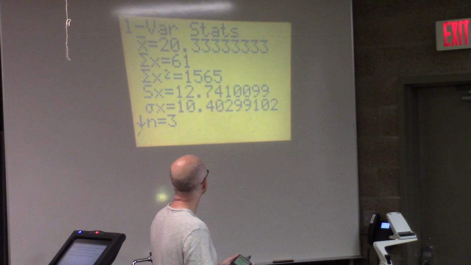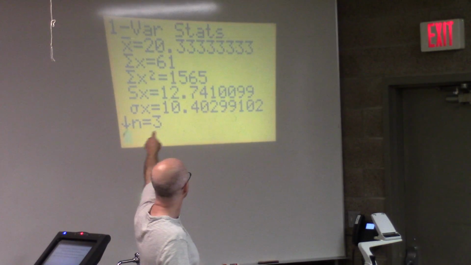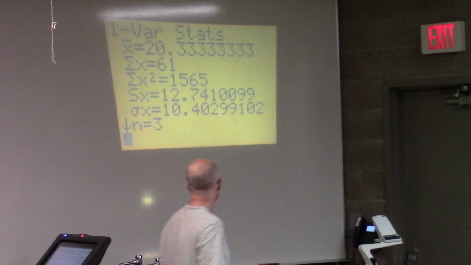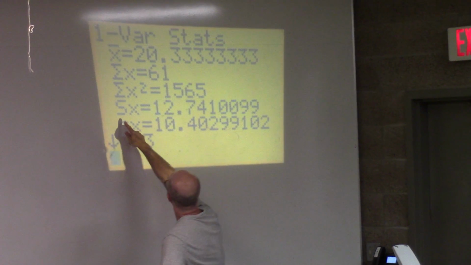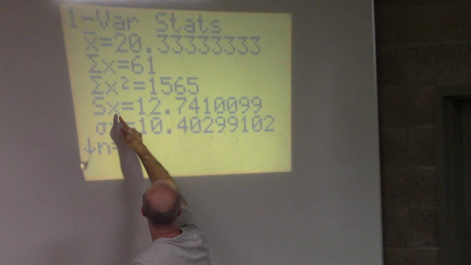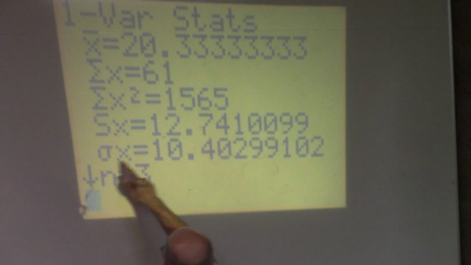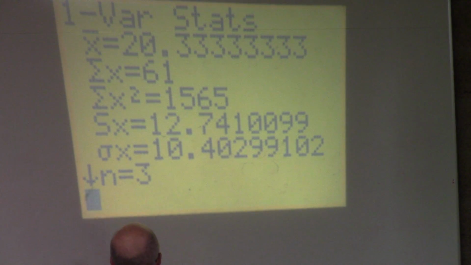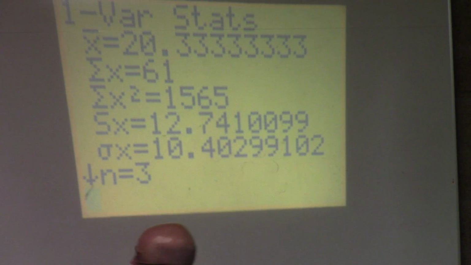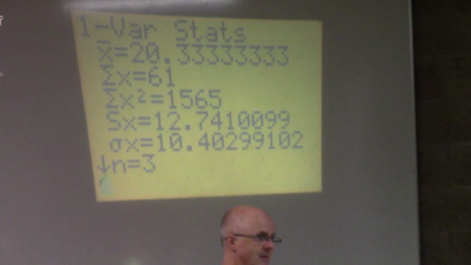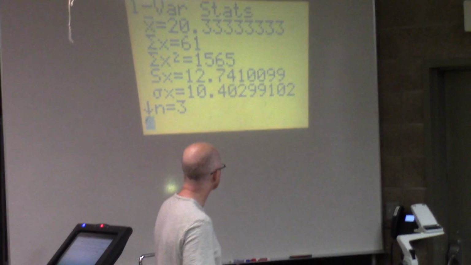I get some statistics. I get x bar, the sample mean, and I get an S right here, S sub x, the standard deviation of the x values, about 12.74 in that case. Ignore this thing, ignore this sigma. We are going to use this symbol for the standard deviation sum today, but it's not going to be for data. Okay? So we ignore that, we just use the S.